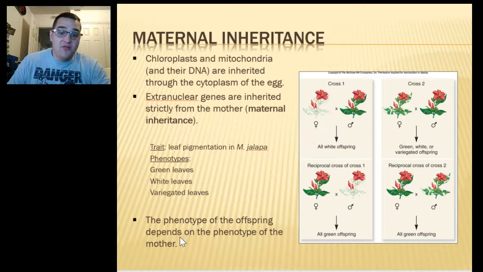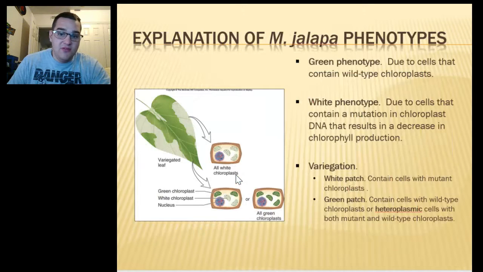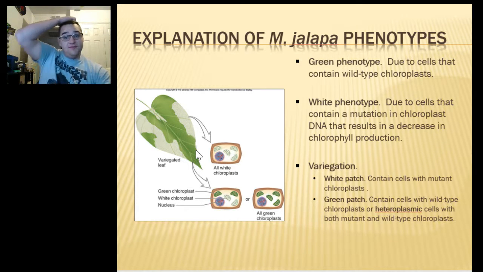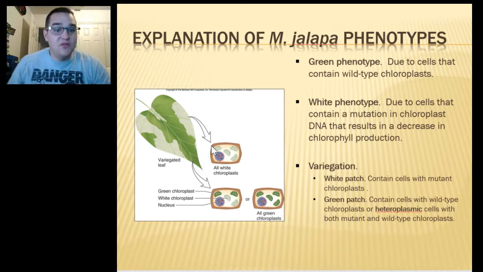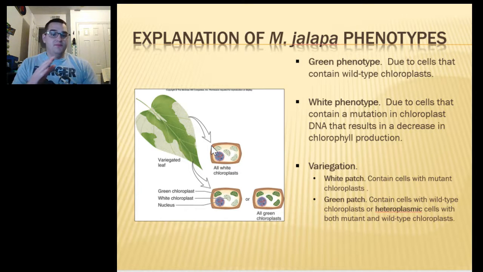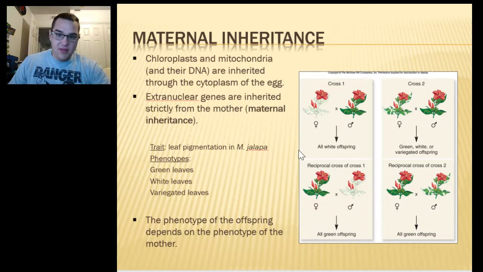The phenotype of the offspring depends on the phenotype of the mother. Just what I was saying, and it goes on to explain how these chloroplasts can end up mixed, and kind of explains why some of these plants are white and some of them are green, and it all comes back to the mother. And so you'll end up with some of these cases where the mom is half and half, or the mom is white, and so the mother passes hers on to her offspring.